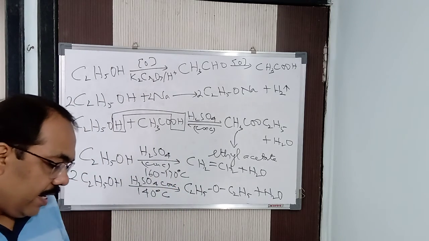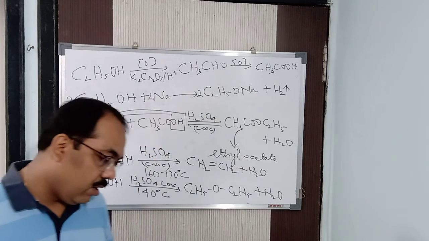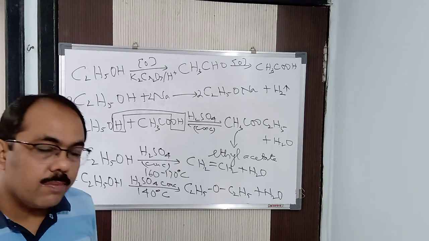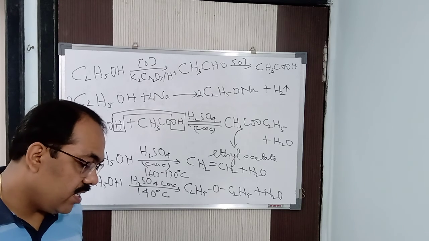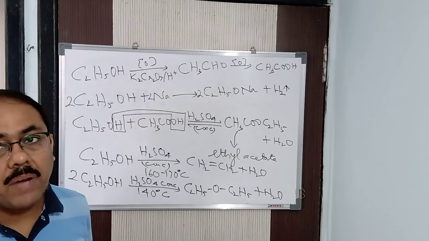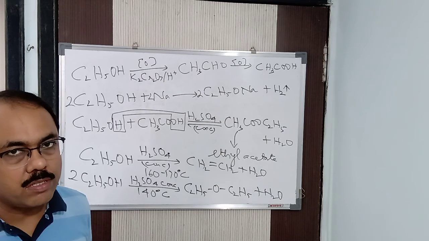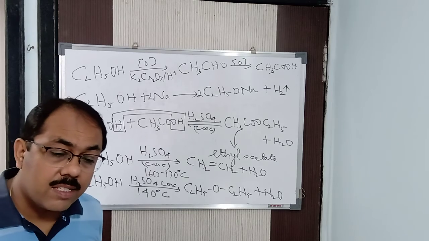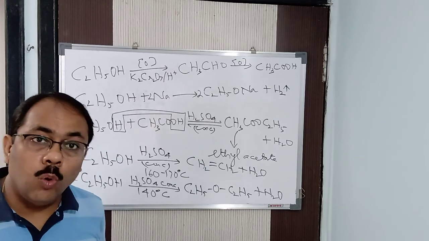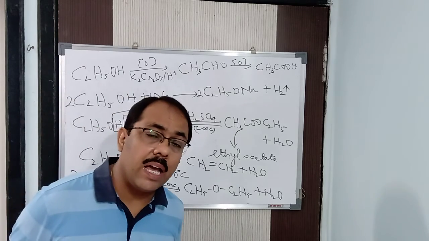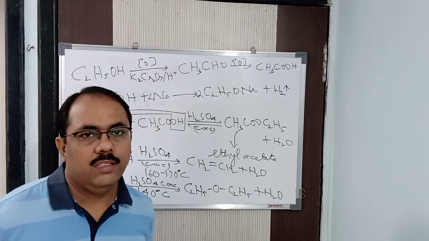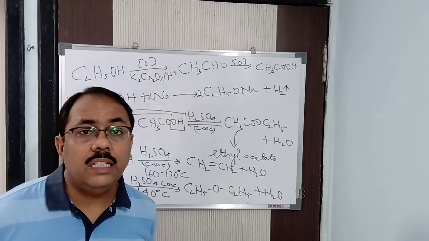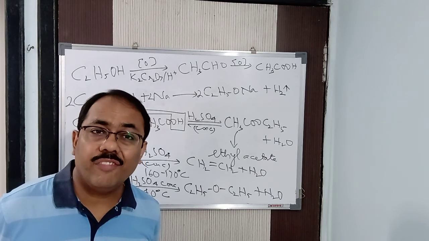Methylated spirit is when ethyl alcohol contains 5% methyl alcohol. It is termed methylated spirit. And denatured alcohol is ethyl alcohol containing pyridine or copper sulfate as impurities, which is also not fit for consumption and is used as an industrial solvent. So knowingly in ethyl alcohol we are adding pyridine and copper sulfate. That is called denatured alcohol, which is not fit for consumption.